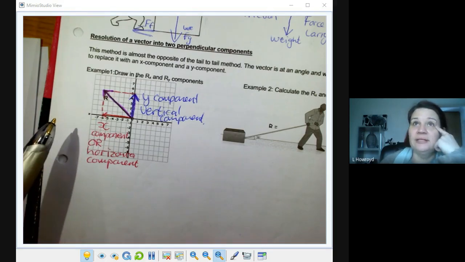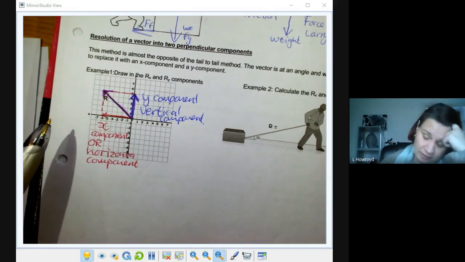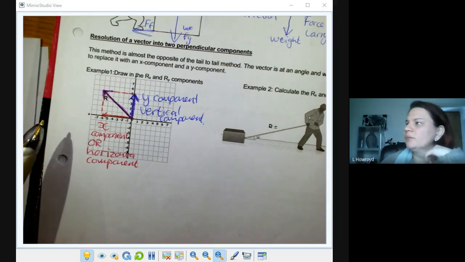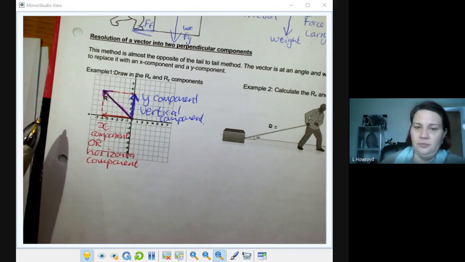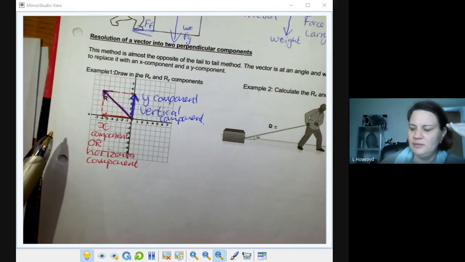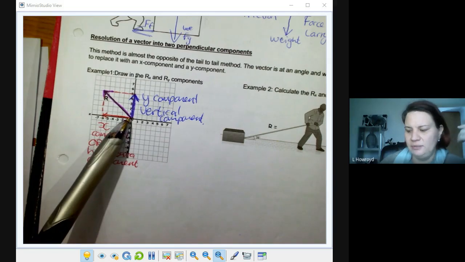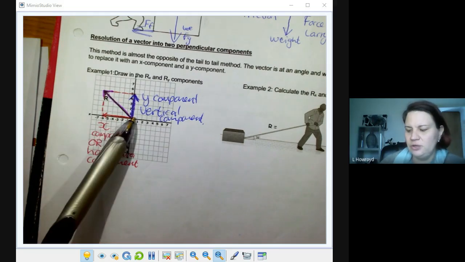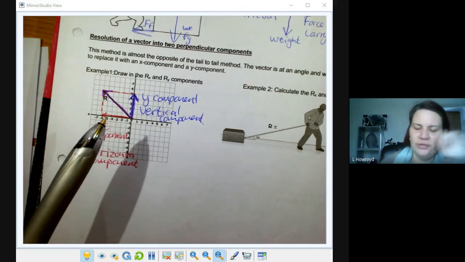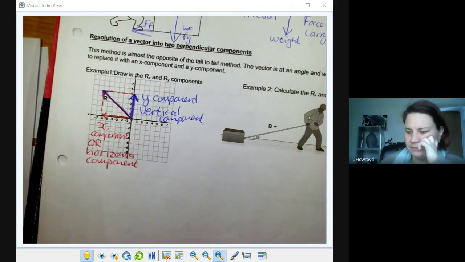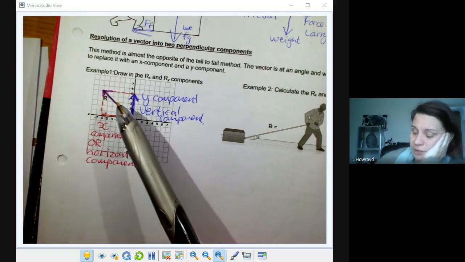And very often it is a displacement one. Like I said to you, the displacement one often uses the head to tail method, whereas forces and velocities use the tail to tail method, which is this. So it just depends on the question. You'll see a question and the direction of the arrows.